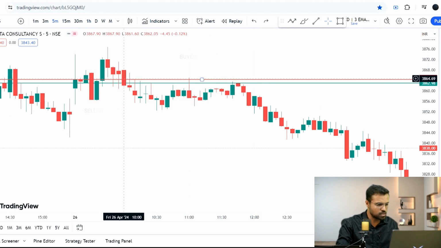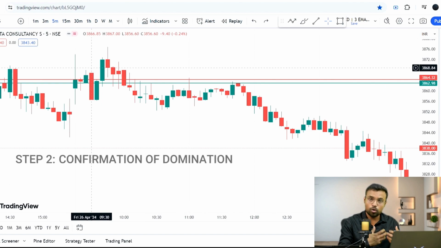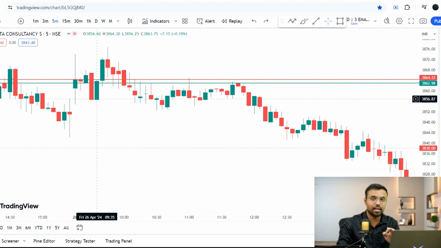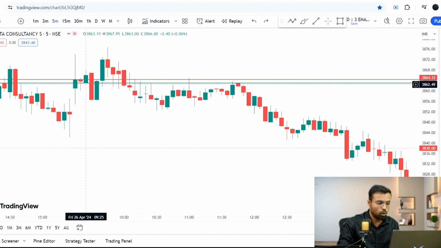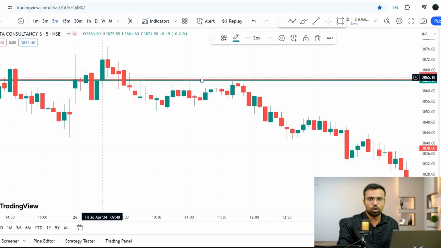I'll remove this. Now, what is the second step? Once the sellers come and dominate, we need confirmation. We will wait for the buyers to fight back into this market and see if they're losing again and if the sellers are dominating again. Now, when did the buyers come to fight back? They came at 9:35. Were they able to fight back successfully? Yes. And what happened? The 9:25 opening candle that we marked, we got another opening above it on the 9:40 candle.